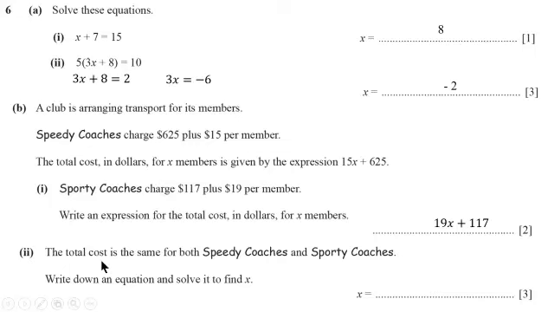And finally, the total cost is the same for both Speedy coaches and Sporty coaches, and they require us to make the equation and solve it. I will put this on the left hand side and this on the right hand side. Collect x's here, collect numbers here. Divide 508 over 4, the result will be 127.